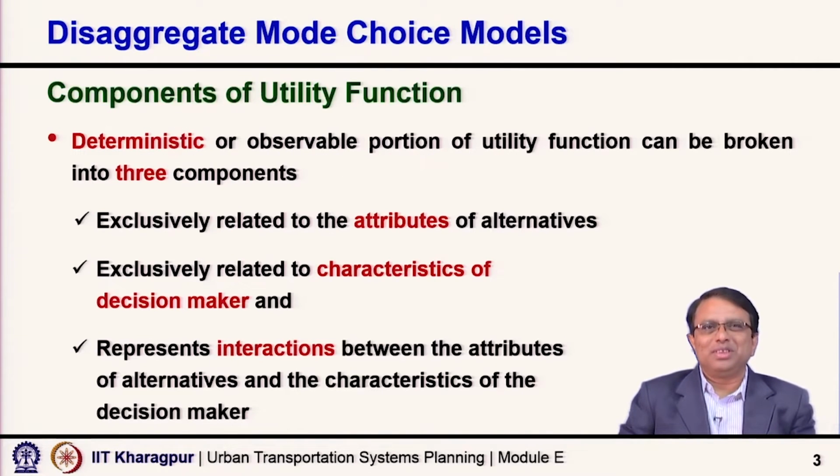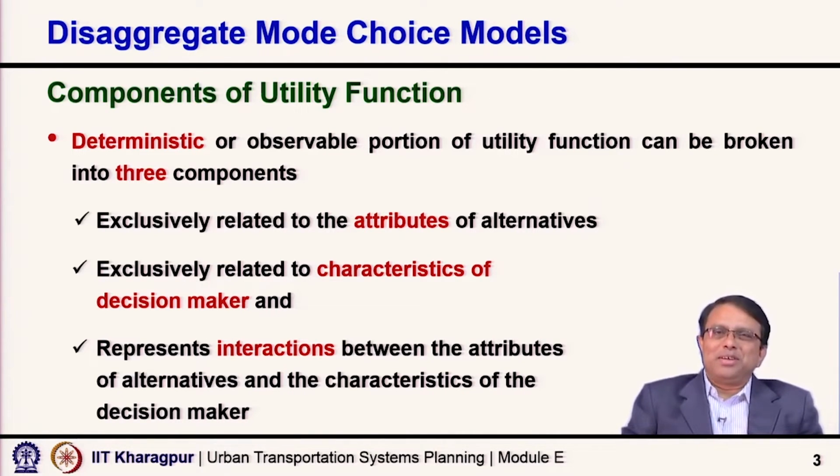With this background, let us continue our discussion today. First, about the various components of utility function. So, the deterministic or observable portion of utility functions can be broken into 3 major components. Now, it might appear to you a little disconnect that we talked about utility, but why suddenly I am saying deterministic or observable portion of utility. For the moment you consider that it is utility, but actually it is the deterministic component of the utility.